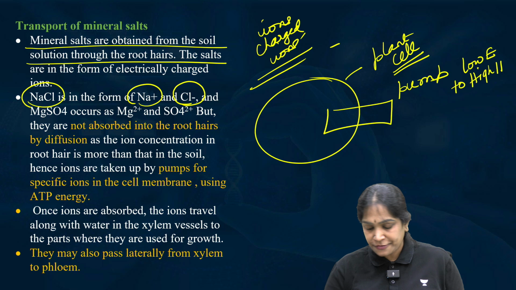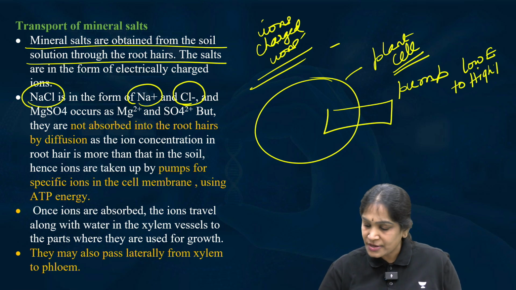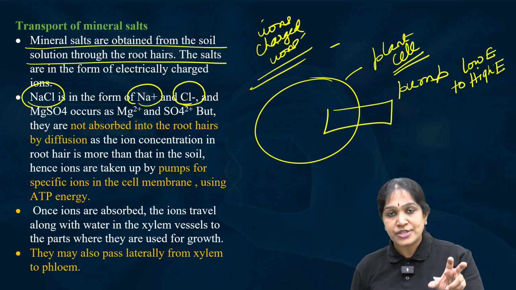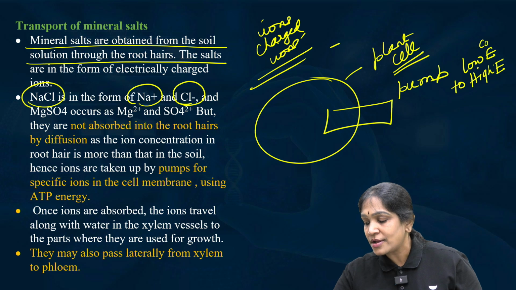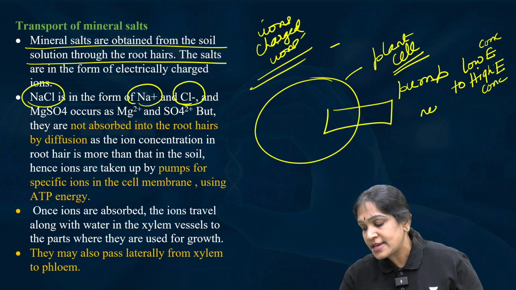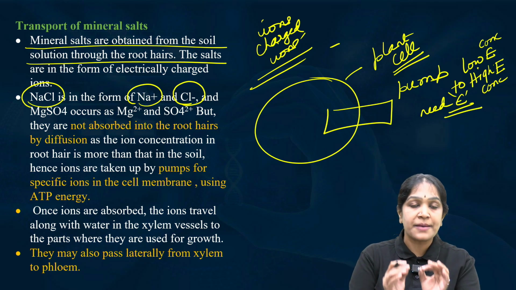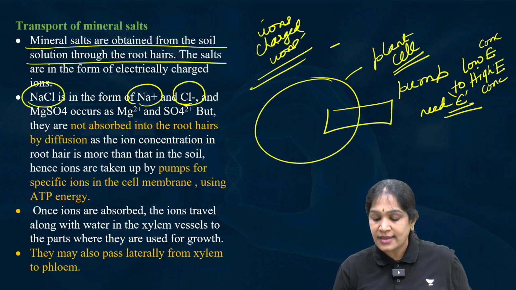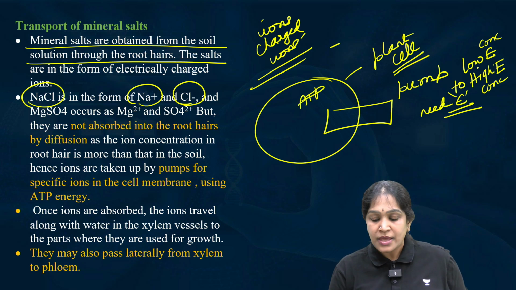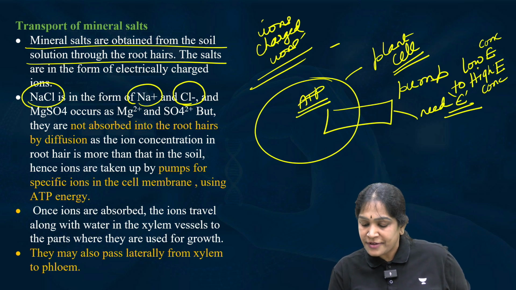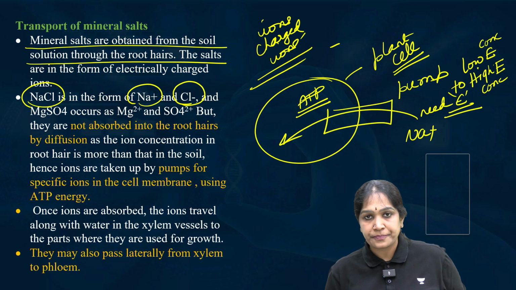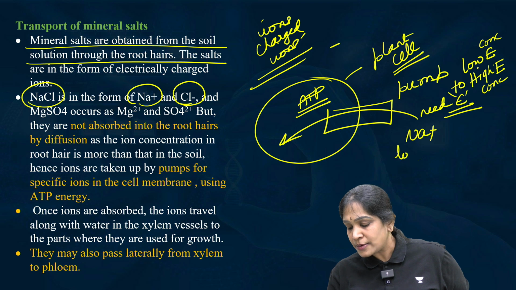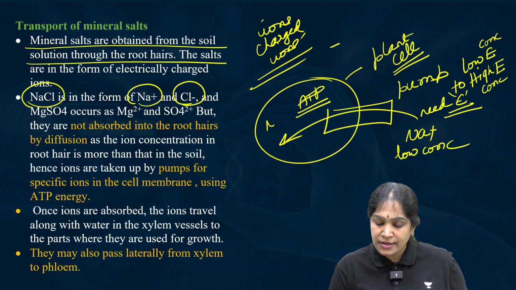That is the reason we call it pumping, because it occurs from low energy to high energy, from low concentration to high concentration. For that we need energy, isn't it? If you have to send something from low concentration to high concentration, you need energy. The energy comes in the form of ATP. Using ATP, for example, sodium ion is transported from its low concentration to its high concentration.